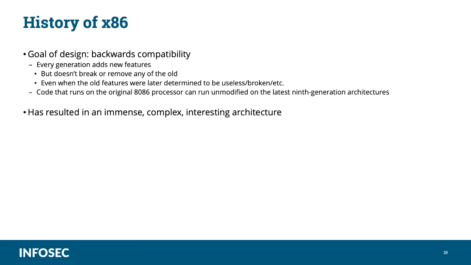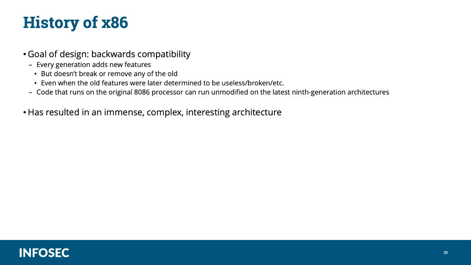One of the very interesting and unique things about x86 as an architecture is that backwards compatibility has been a fundamental key from the beginning. Every generation of the chips I just spoke about introduced new functionality but didn't remove or break any old functionality. So that means that code that runs on the original 8086 processor can actually run unmodified on the latest 9th generation architecture. So your modern processor that's in your computer right now could run that original code from the 1970s.